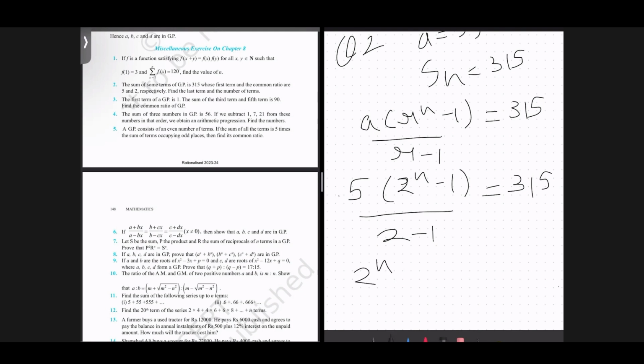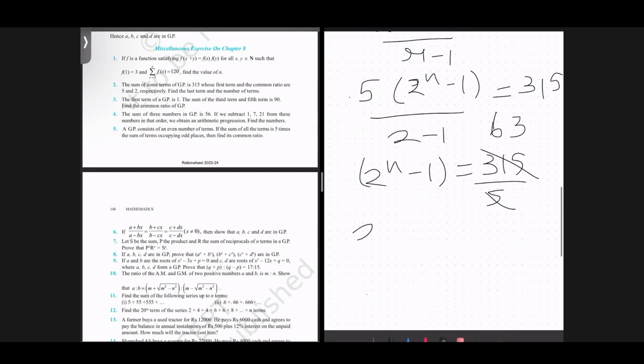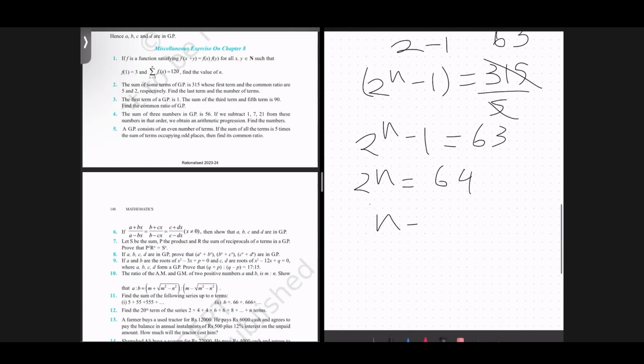Right. So 2^n - 1 equals 315 upon 5. This gets divided, and what you're left with is 63. So 2^n - 1 is going to be 63, 2^n is going to be 64, and the value of n for this equation is going to be 6. So the value of n is equal to 6.